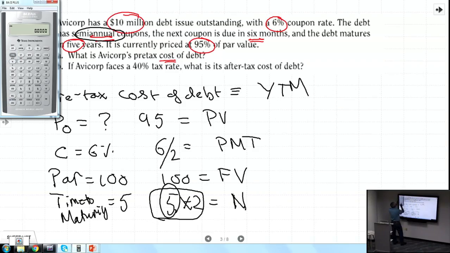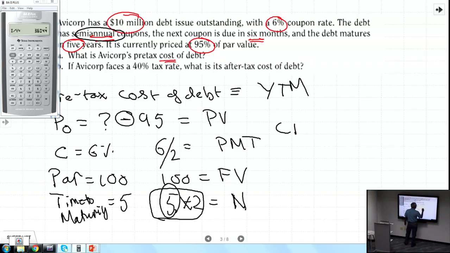Clear everything, second, clear TVM. We need to bear in mind that the present value has to be entered as a negative sign. So 95 negative present value. 100 is my future value. 3 is my payment. 10 is my N. And I'm going to be computing IY.